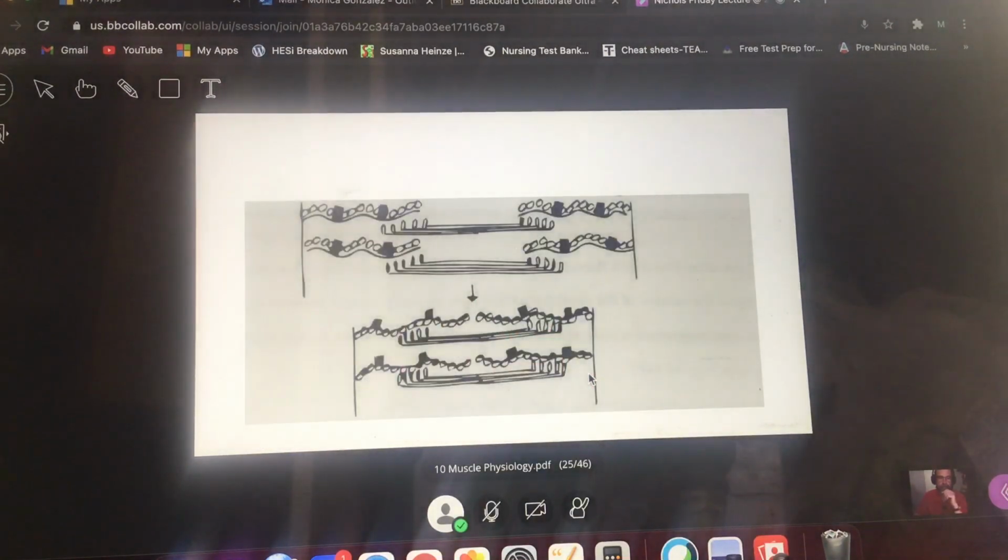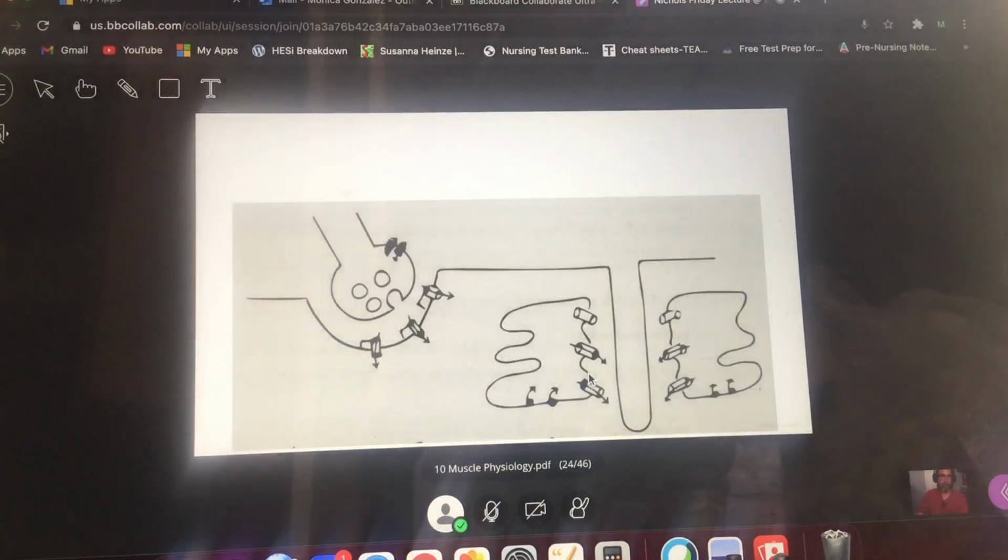Whoops. What's happening down here is calcium binds to troponin and moves tropomyosin out of the way so that myosin can attach, and contraction can begin. You see all that stuff that had to happen? Let's go backwards.